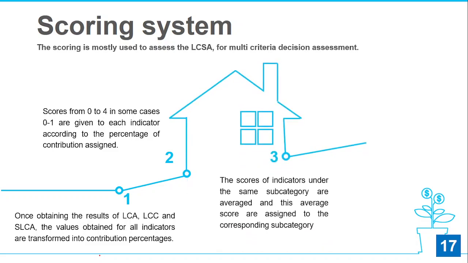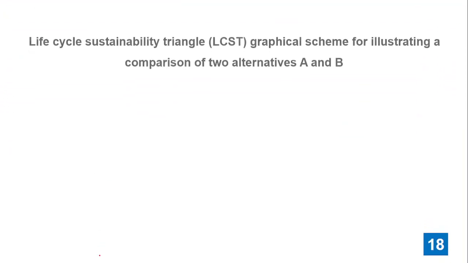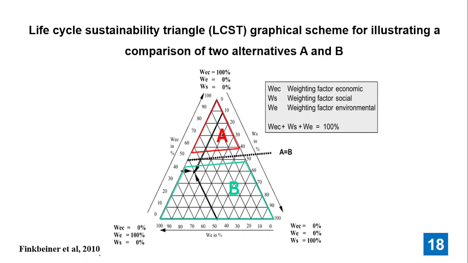And thirdly, the scores of indicators under the same subcategory are averaged, and this average score is assigned to the corresponding subcategory. And fourthly, the higher score of an indicator means greater contribution to sustainability, and the lowest score means lower contribution to sustainability. When we obtain these scores, then we will discuss the sustainability.